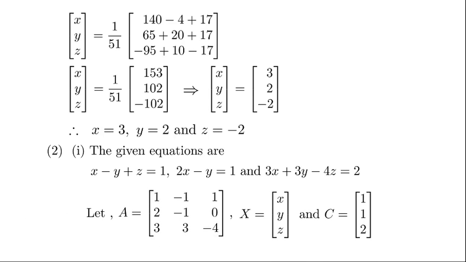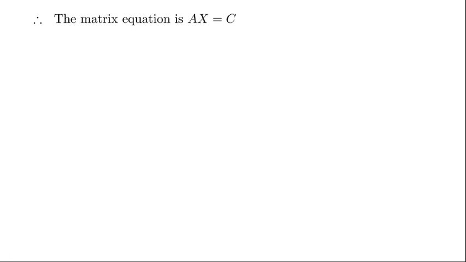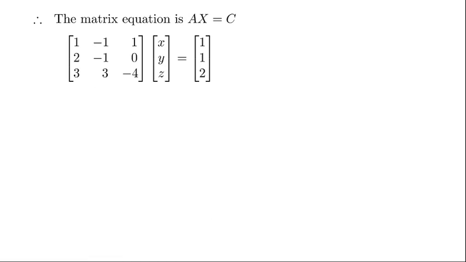In the beginning, the assumption part is the same as what we have done in the previous examples. So now the matrix equation is AX equal to C, and we substitute the values of A, X and C.